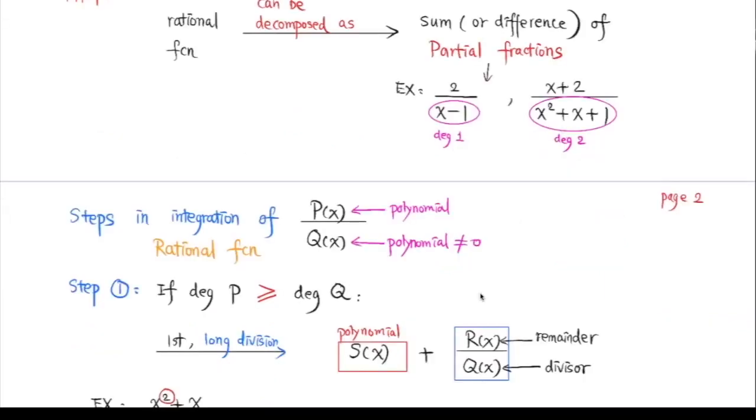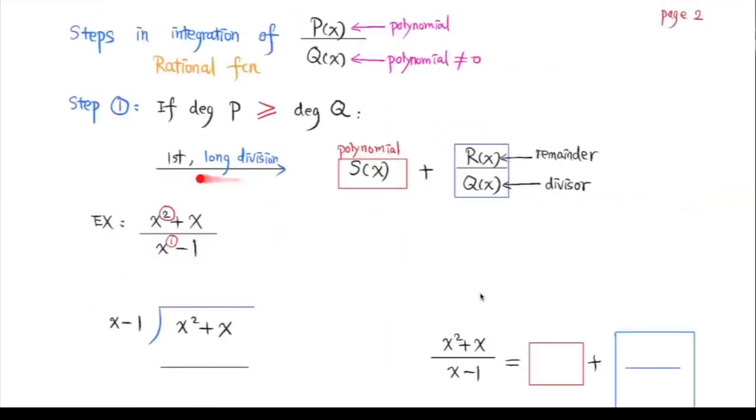Now I'm going to outline the steps in integration of a rational function. When you have a rational function, which means a polynomial divided by a polynomial, the first step is to see if the degree of the numerator is greater than or equal to the degree of the denominator. Then you do long division first, and write it as a quotient plus a remainder over divisor.